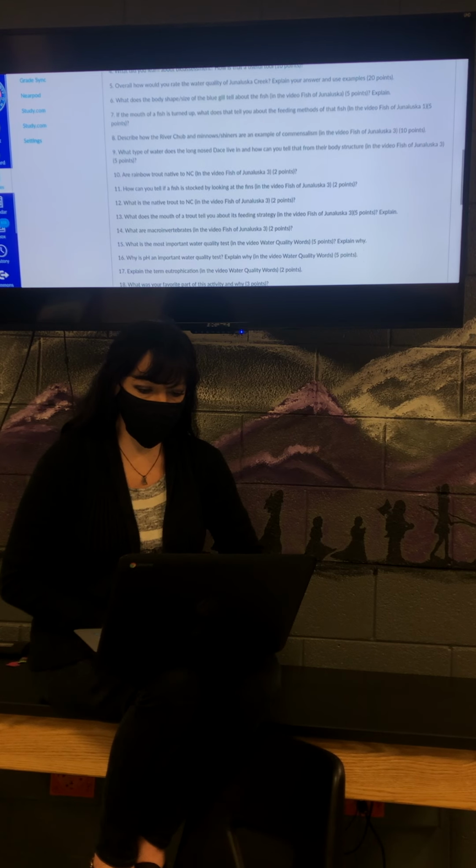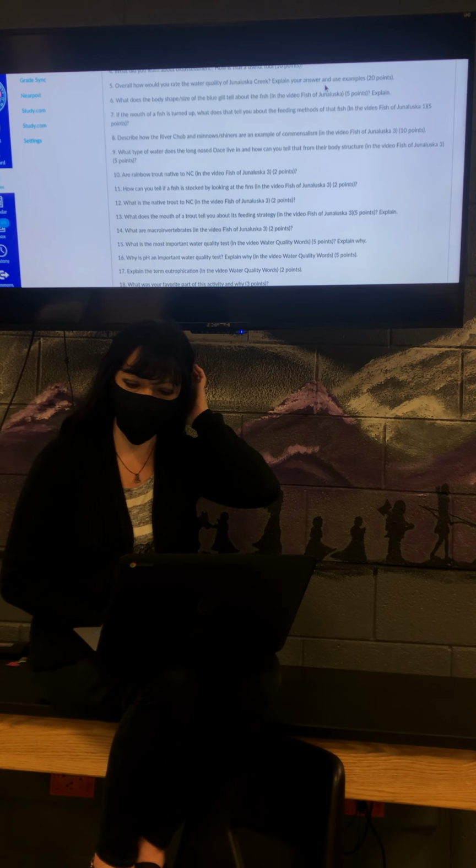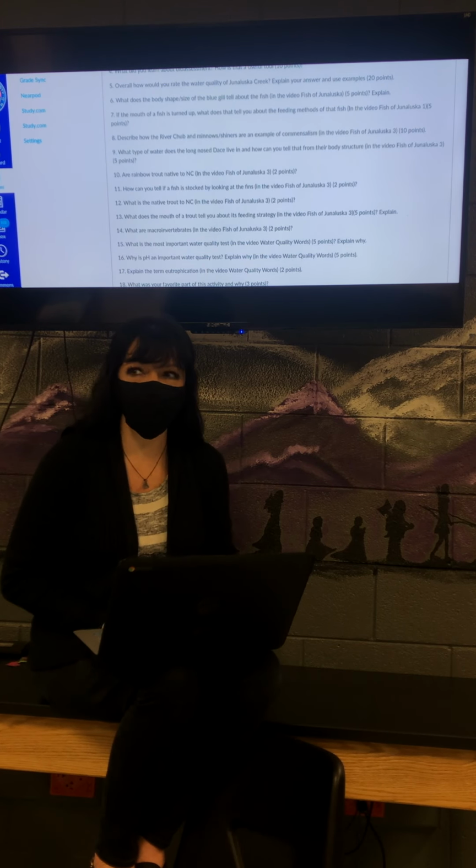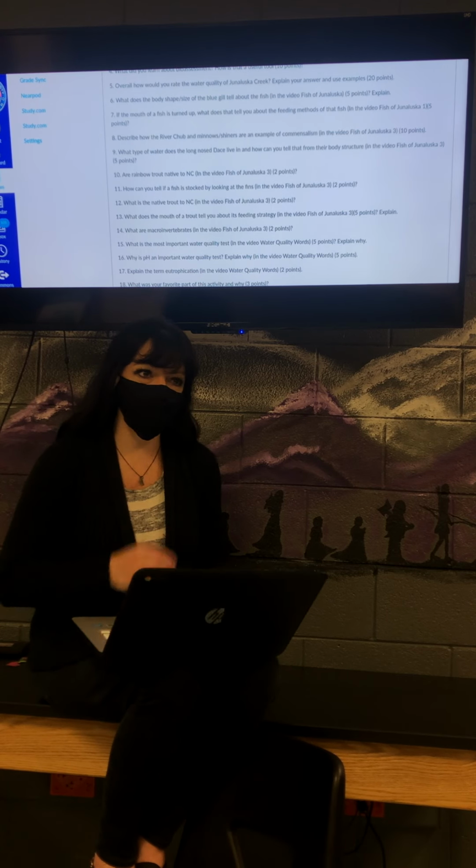Okay, number 5 is overall, how would you rate the water quality of Junaluska Creek? Explain your answer and use examples. So what would you say about the water quality for it? Is it good? Is it not good? Yeah, it's actually pretty good. So Junaluska Creek actually has really good water quality.